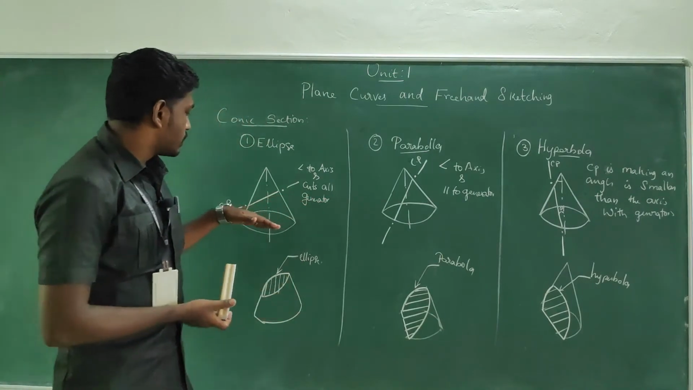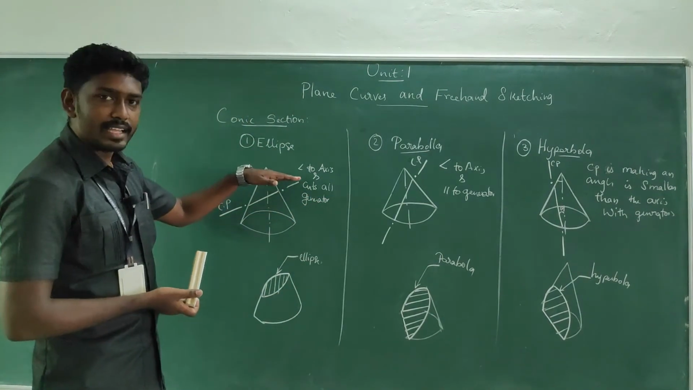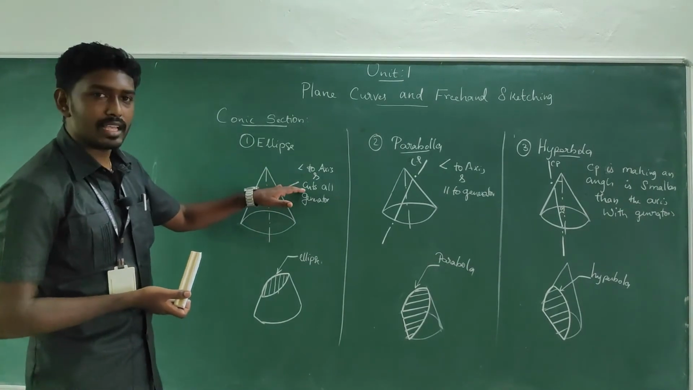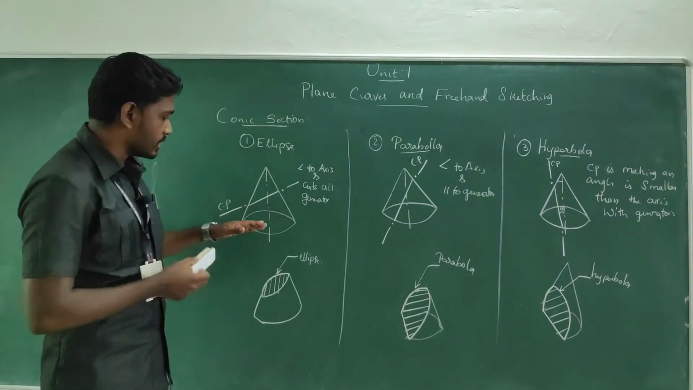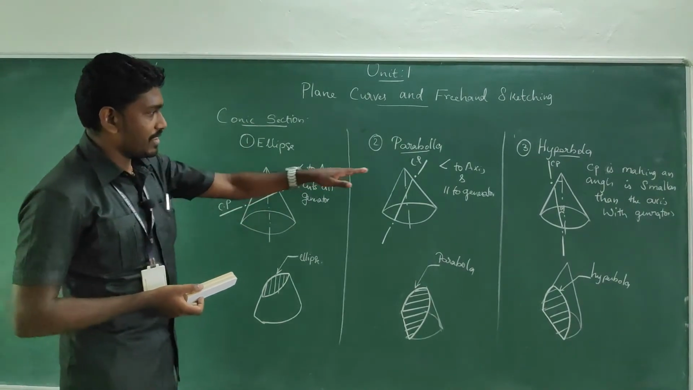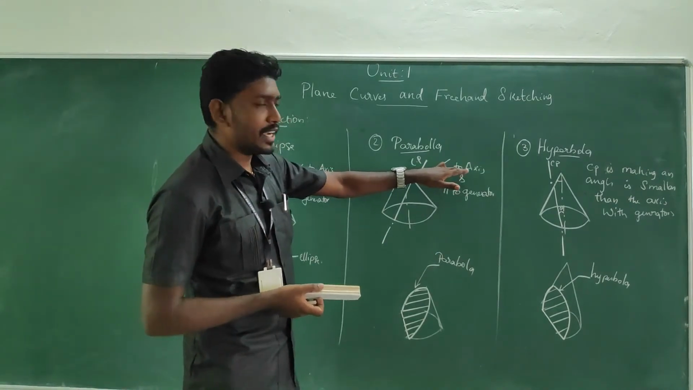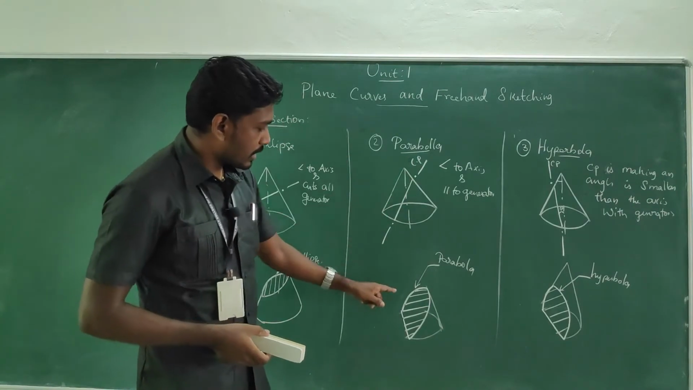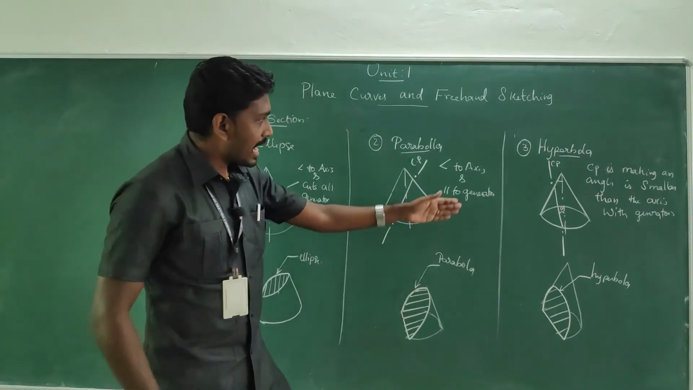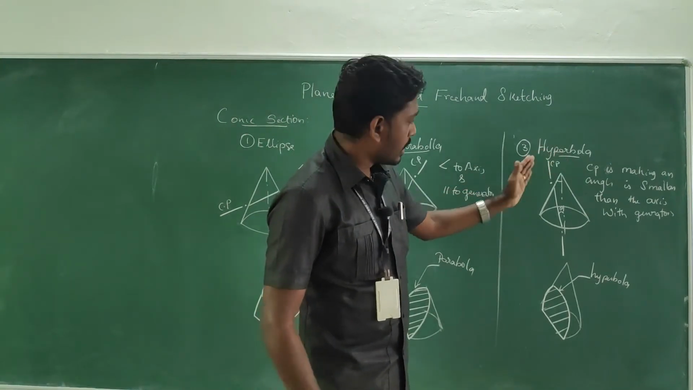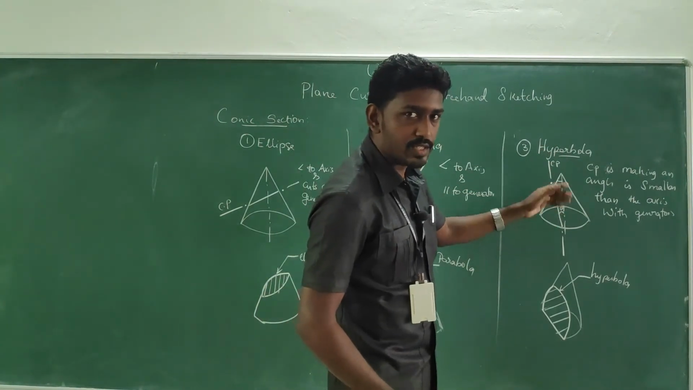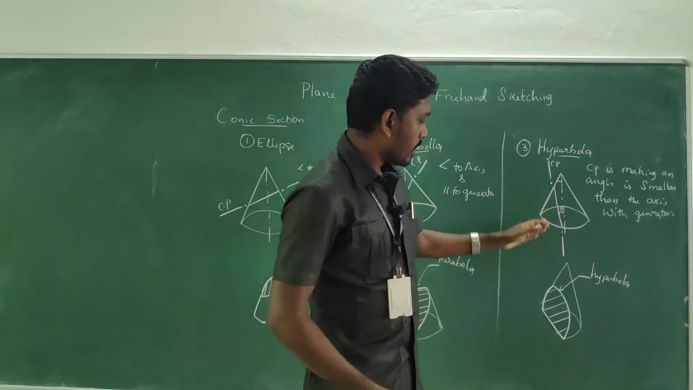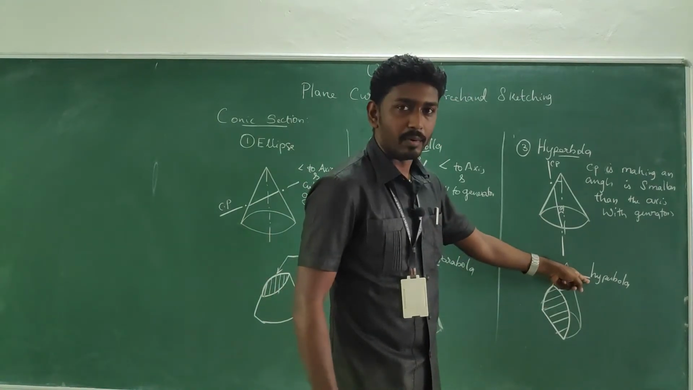Okay, so I just make it to remember: when the cutting plane cuts the right circular cone inclined to the axis and cuts all the generators, it forms an ellipse. In the same fashion, if the cutting plane is inclined to the axis but parallel to a generator, then the sectioned shape will be a parabola. If the cutting plane makes an angle with the axis which is smaller compared to the axis making an angle with the generator, then the sectioned shape will be a hyperbola.